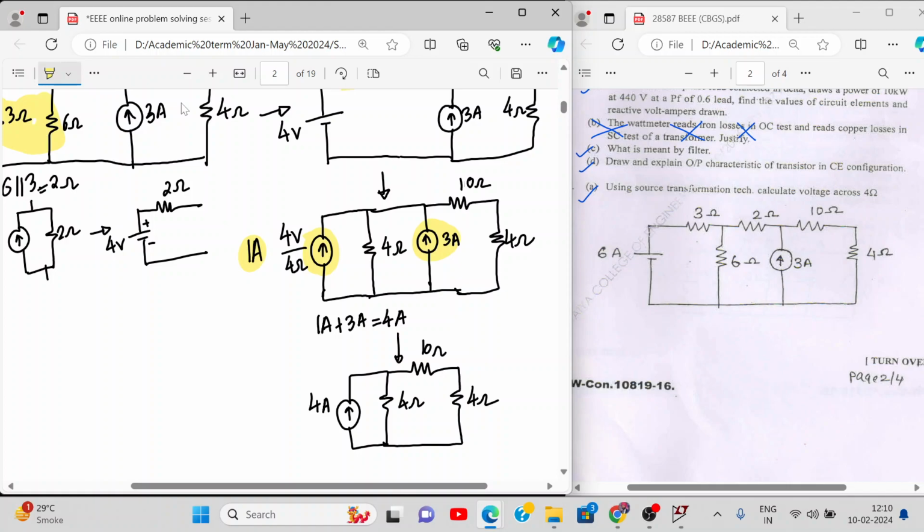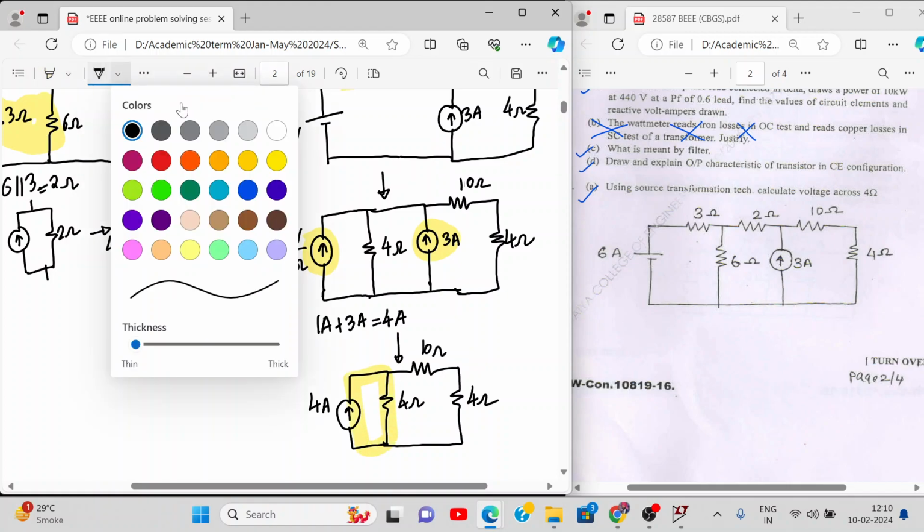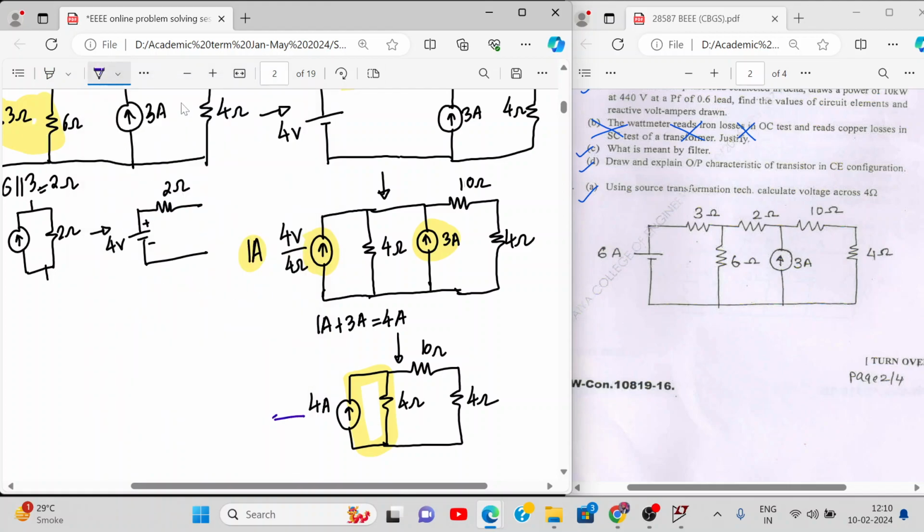Now can we convert this current source and resistance to a voltage source in series with a resistance? What is the value of this voltage source? 16. Yes, it is 16 volt. This is 4 ohm, then we have 10 ohm, and this 4 ohm we want. Now can you see this circuit?